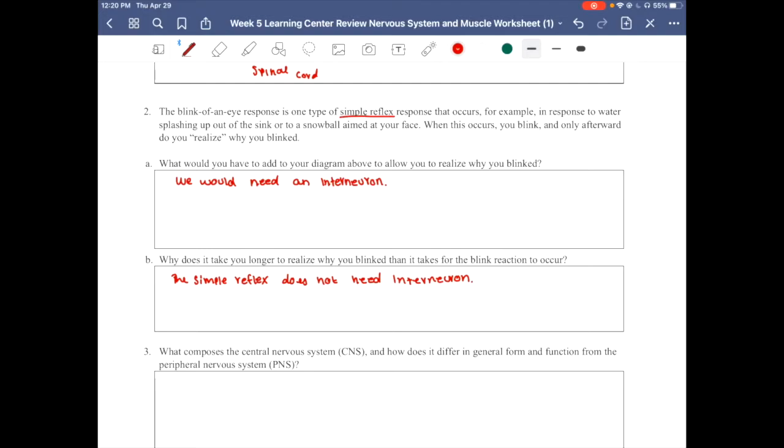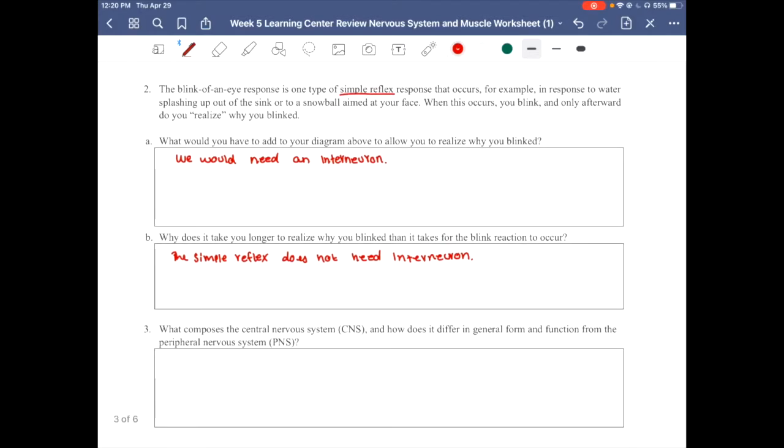And this also makes sense because you don't want a reflex to take a long time, because a lot of times it's there to protect us from harmful things. So if our reflexes took a lot longer to occur, then we might end up hurting ourselves.